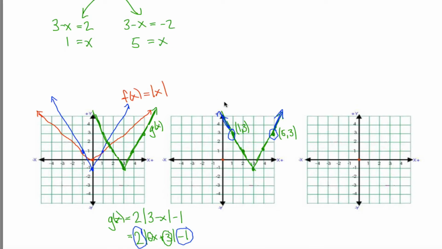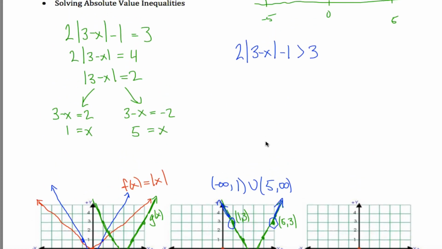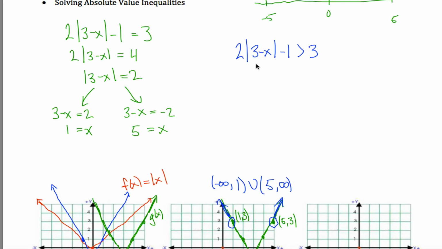From the graph, it appears that the solution is everything from negative infinity up to 1, union everything from 5 up to infinity. Right, this interval and this interval. That appears to be the solution. Maybe you don't have the graph or maybe you don't trust your graph. Be nice if you can come up with that algebraically. That's what I'm going to show you how to do before I end this video.